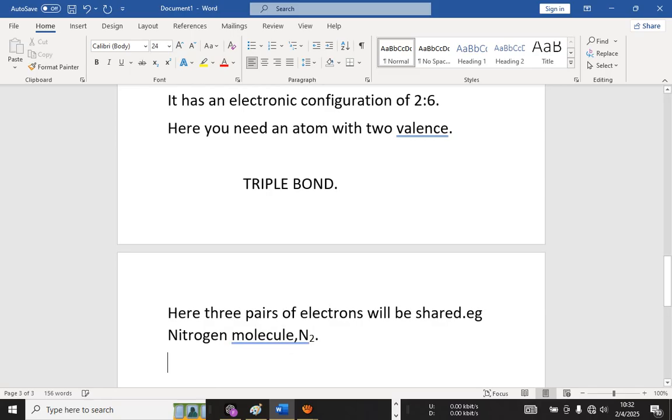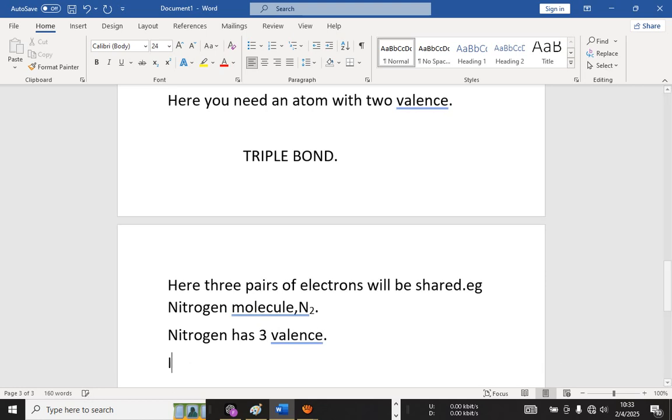So this is what happens. Nitrogen has a valence of 3. Remember that it has an electronic configuration of 2 to ratio 5.